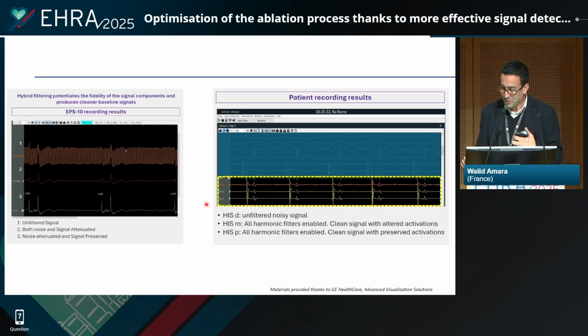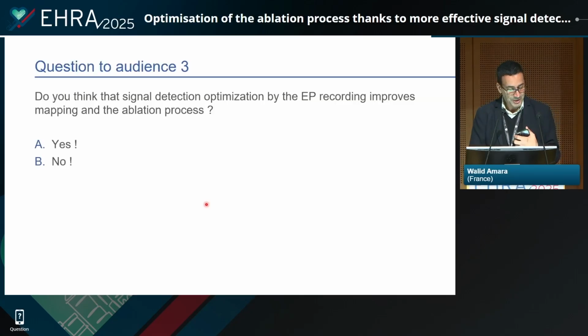So, to arrive at the end of my presentation, I want to ask you: do you think that signal detection optimization improves the mapping ablation process? Who will say yes? And who will say no? And thank you. No one said no, so thank you.